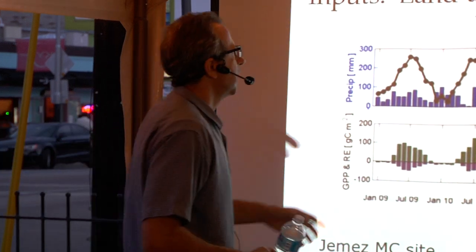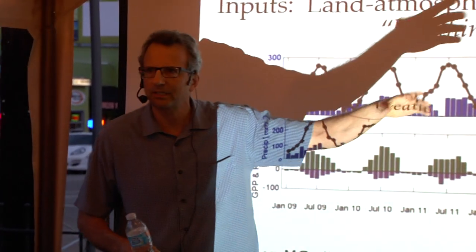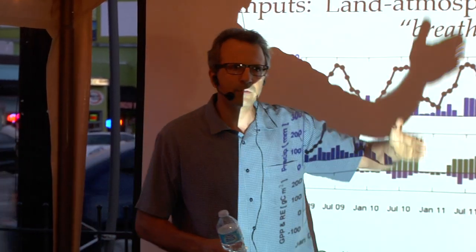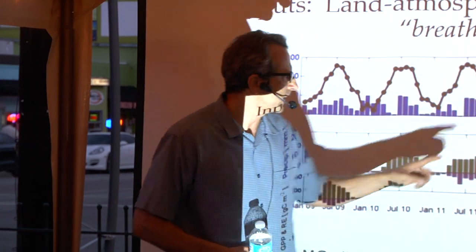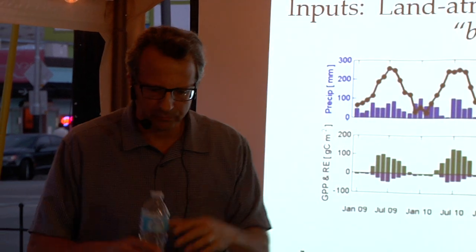So I'm referring to this as breathing of the critical zone, but others have referred to it long before me as breathing of the biosphere. And it's essentially the type of fluctuations you see on an annual cycle with respect to carbon uptake and carbon release back to the atmosphere.